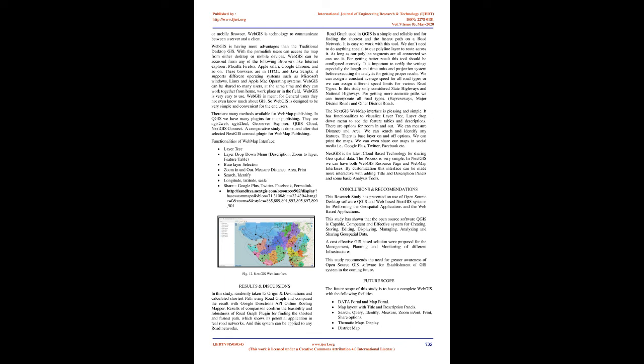Results and discussions. In this study, 15 origins and destinations were randomly taken and the shortest path was calculated using road graph, and the result was compared with the Google Directions API online routing mapper. Results of the comparison confirm the feasibility and robustness of the road graph plugin for finding the shortest and fastest path, which shows its potential application in real road networks. And this system can be applied to any road network.